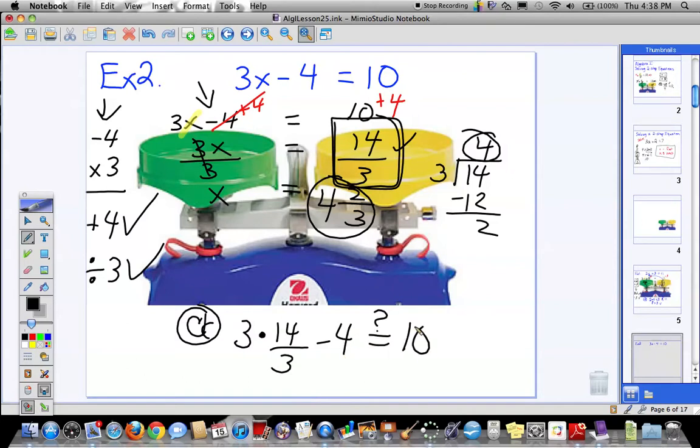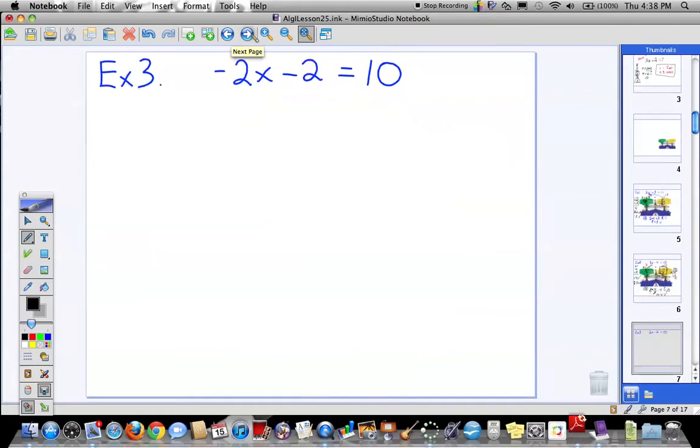Let's see, do our multiplication first. Notice I can cross cancel, right? And that leaves 14 minus 4, is that 10? It checks. I did it correctly. So, good problem. Make sure you've written it down and gone through the work on it. All right, let's do another one.